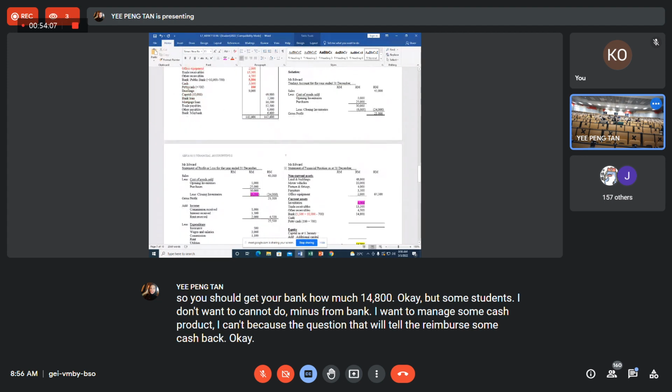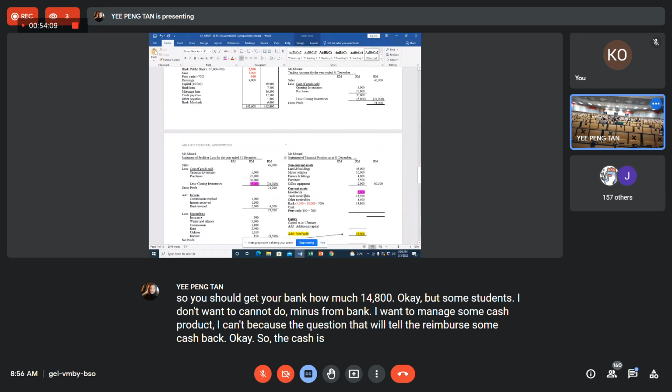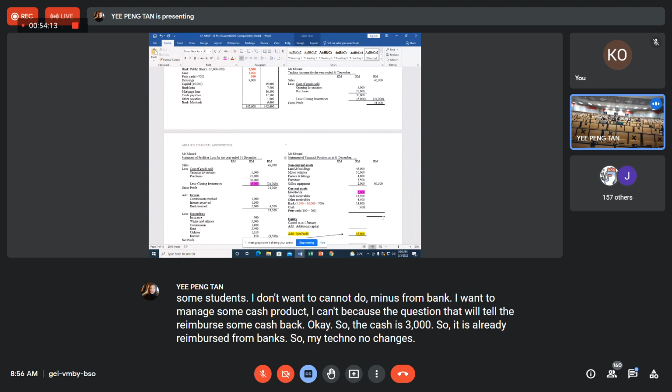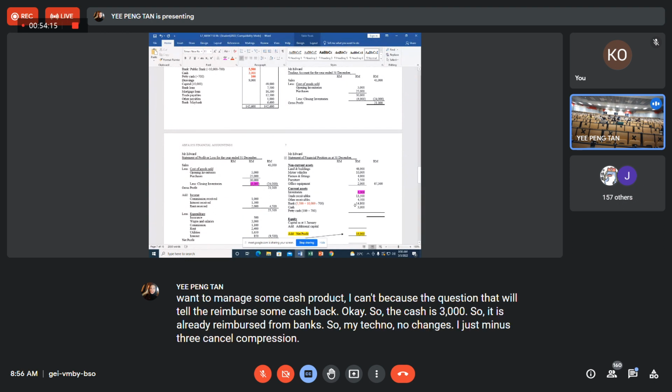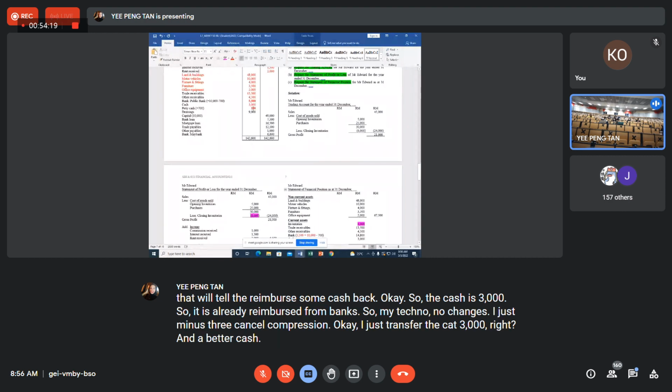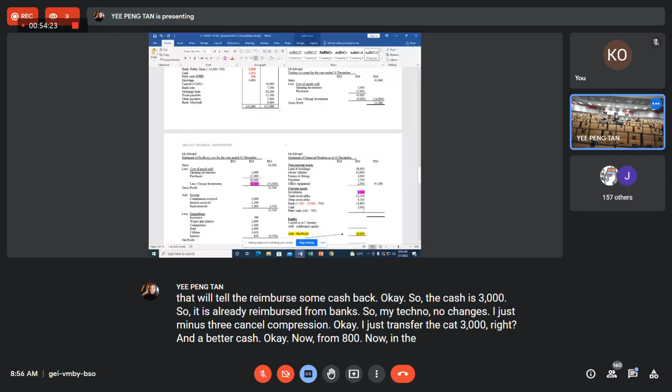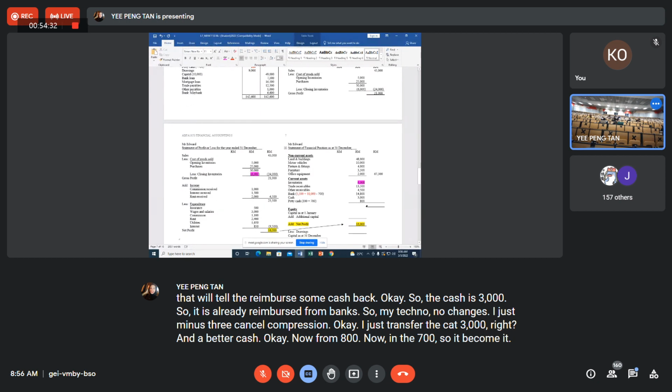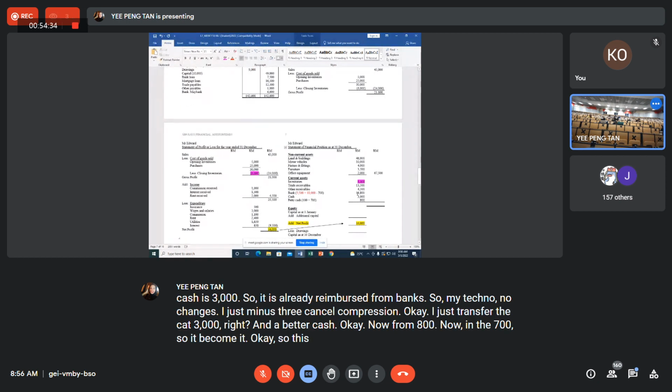Okay, can. So the cash is 3,000. Since I already reimbursed from bank, my cash has no changes. I just minus 3,000 from cash. Okay, I just transfer the cash 3,000. All right, and the petty cash, now from 100, add in the 700, so it becomes 800. So these two got adjustment now.